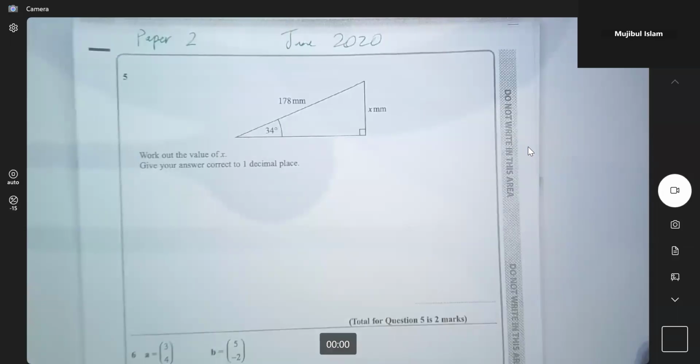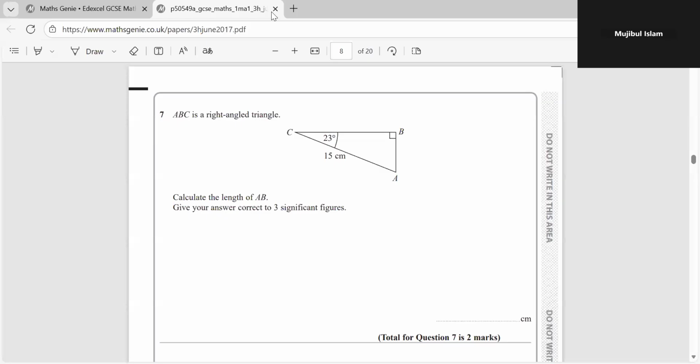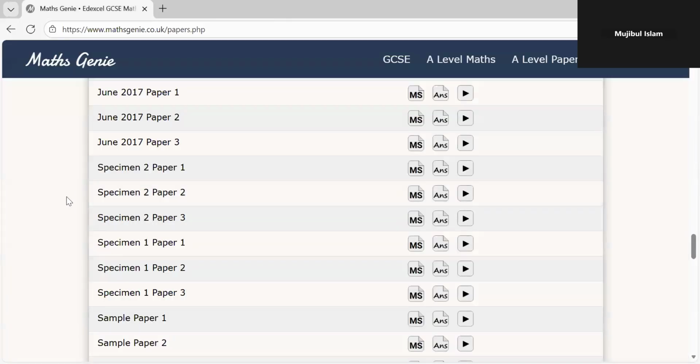Here is the next question. This is paper 2, June 2020. I will give you a minute to work that one out. Let me get a better screen for you. Paper 2, June 2020.